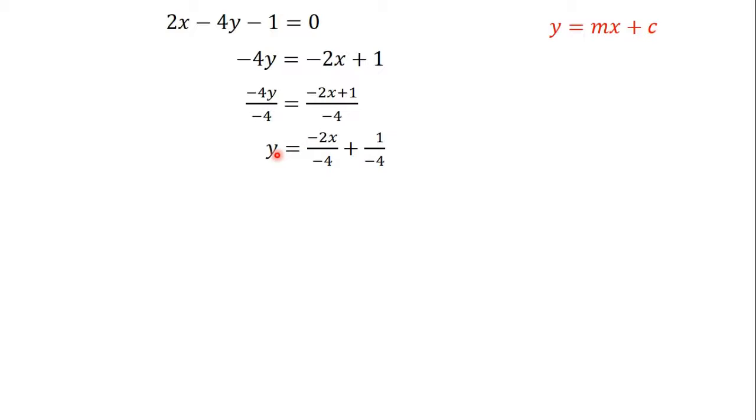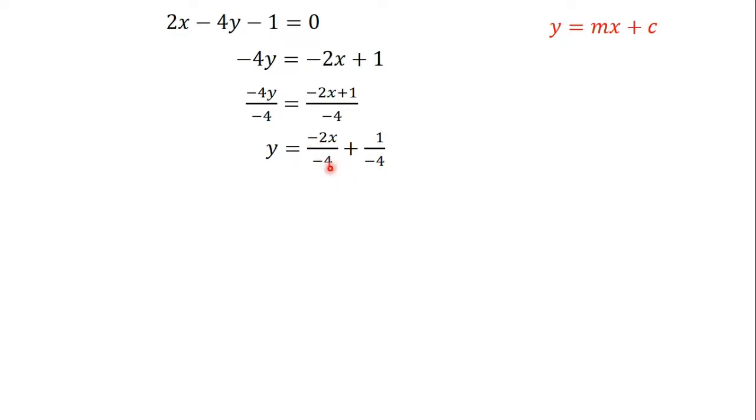In the videos on fractions, we learned that minus 2x plus 1 divided by minus 4 can also be written as minus 2x divided by minus 4 plus 1 divided by minus 4. So our equation is y is equal to minus 2x divided by minus 4 plus 1 divided by minus 4.